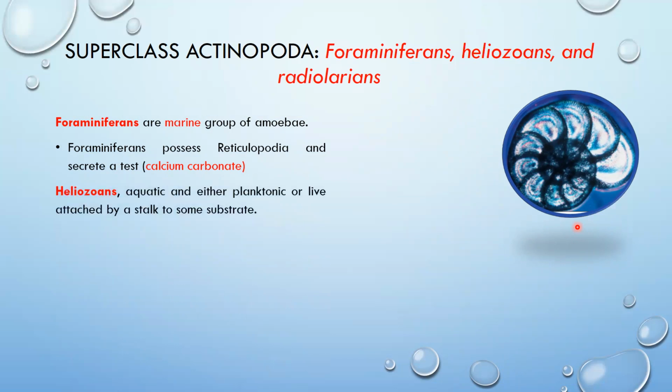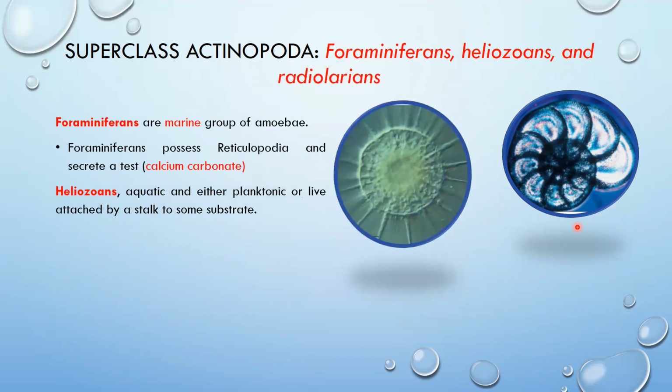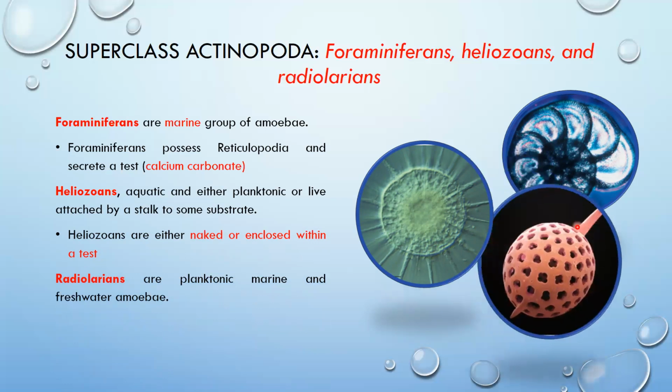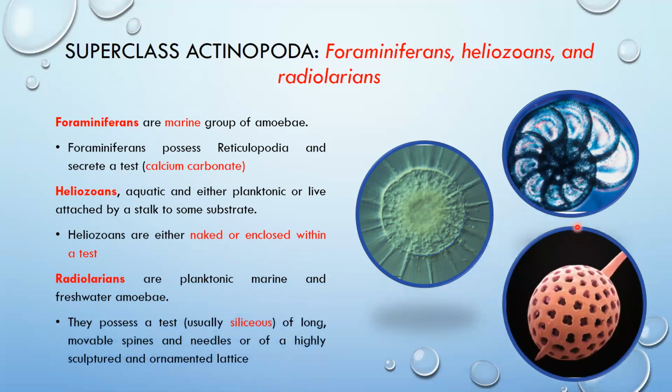Number two, heliozoans. These are aquatic and either planktonic or live attached by a stalk to some substrates, as you can see. Heliozoans are either naked or enclosed within a test. Radiolarians, these are planktonic marine and freshwater amoeba. They possess a test made up of silica with long movable spines and needles in an ornamental lattice, as you can see in the diagram.